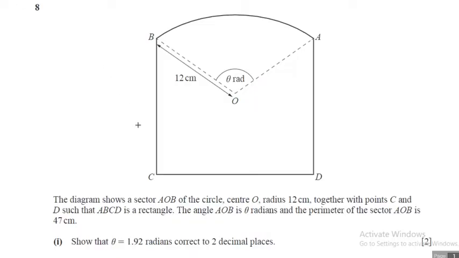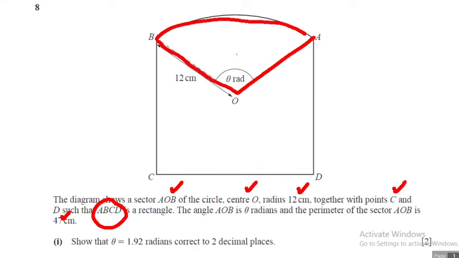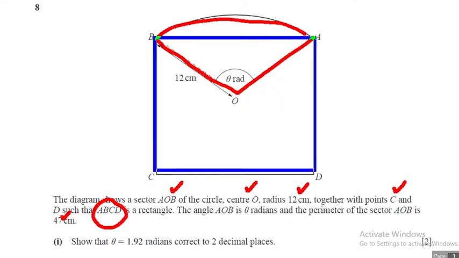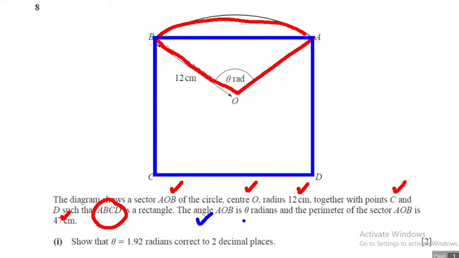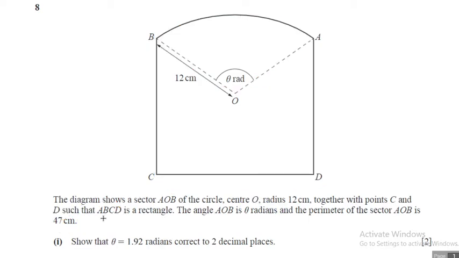Question number 1 here. The diagram shows a sector AOB of the circle center O, radius 12 centimeters, together with points C and D, such that ABCD is a rectangle. As you can see here, you have a sector, right? And we also have a rectangle here. The angle AOB is theta radians, and the perimeter of the sector AOB is 47 centimeters. Let's see what they want. The question asks you to show that theta is equal to 1.92.